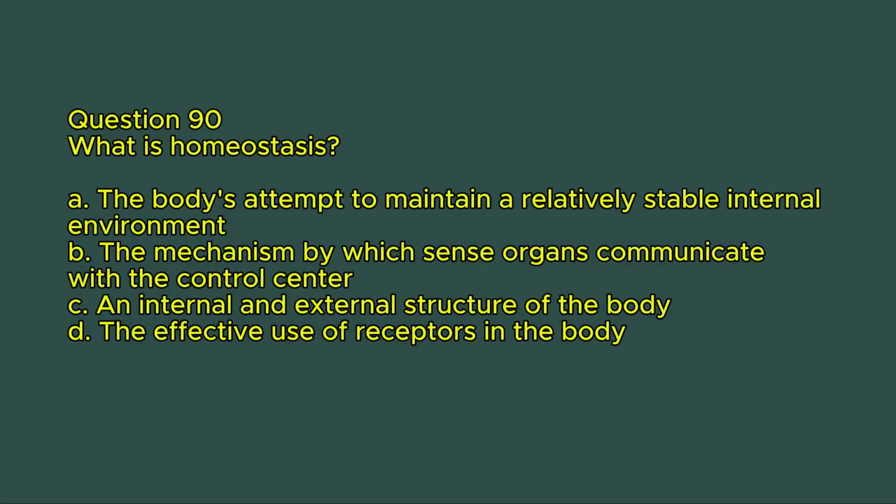Question 90. What is homeostasis? A. The body's attempt to maintain a relatively stable internal environment. The mechanism by which sense organs communicate with the control center. An internal and external structure of the body. The effective use of receptors in the body.